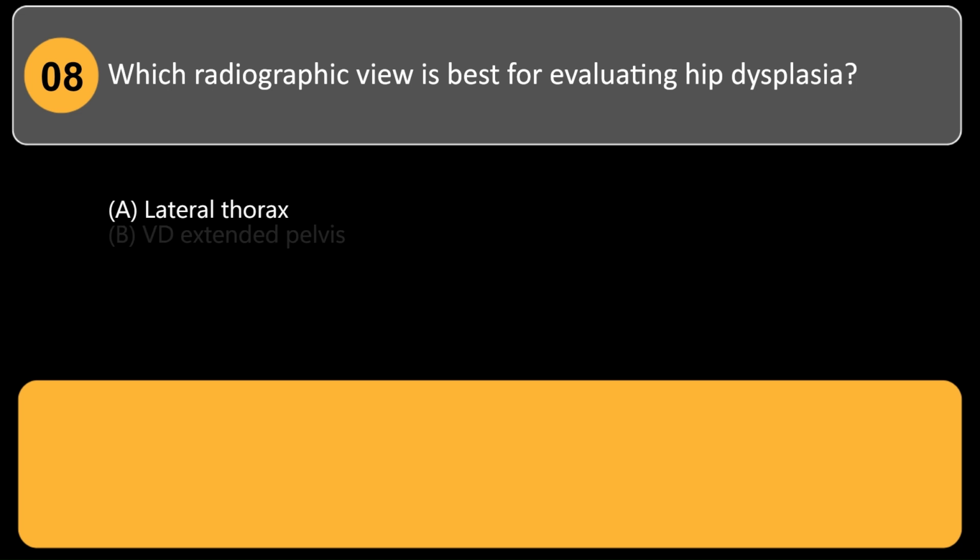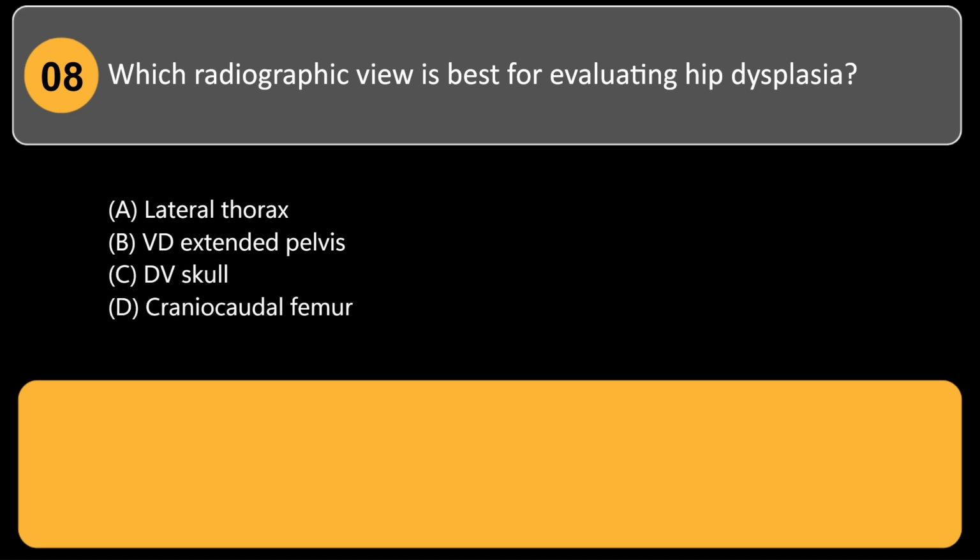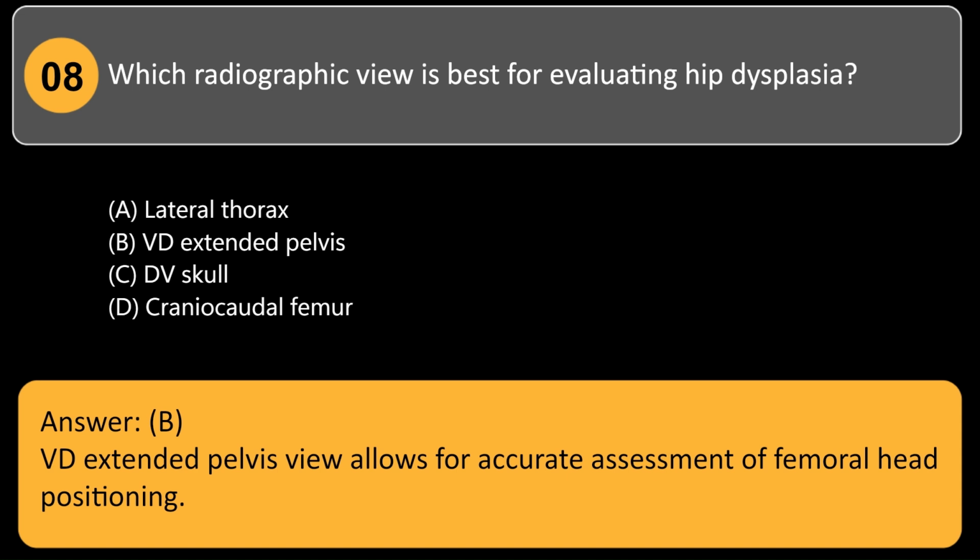Which radiographic view is best for evaluating hip dysplasia? A. Lateral thorax. B. VD extended pelvis. C. DV skull. D. Craniocaudal femur. Answer, B. The VD extended pelvis view allows for accurate assessment of femoral head positioning.